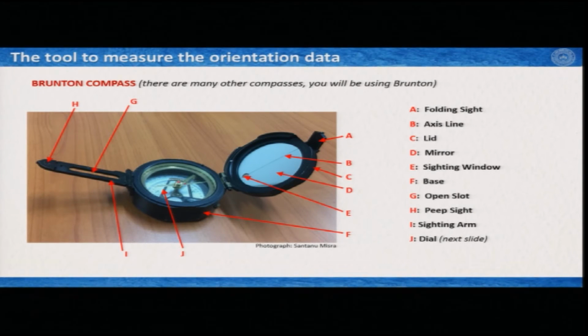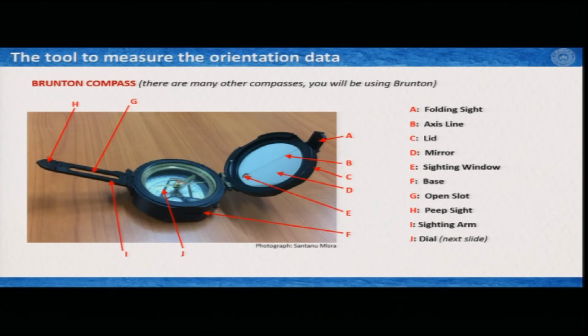Now, what is the instrument that you can use to measure all these attitudes in the field? The common weapon or common tool that structural geologists use is the compass. There are different types of compasses available, but in this course we will mostly look at a very commonly used compass, that is the Brunton compass.